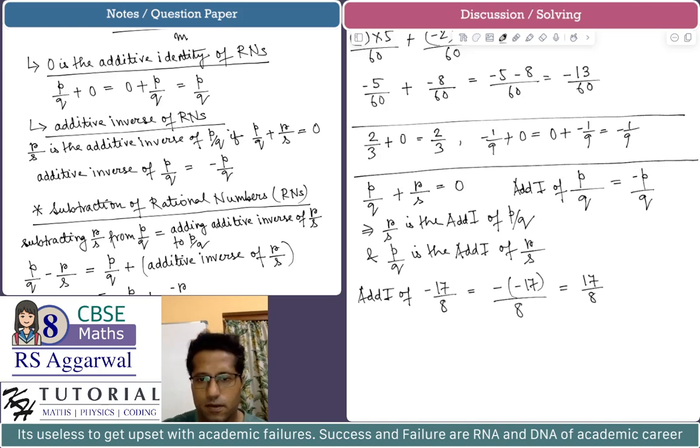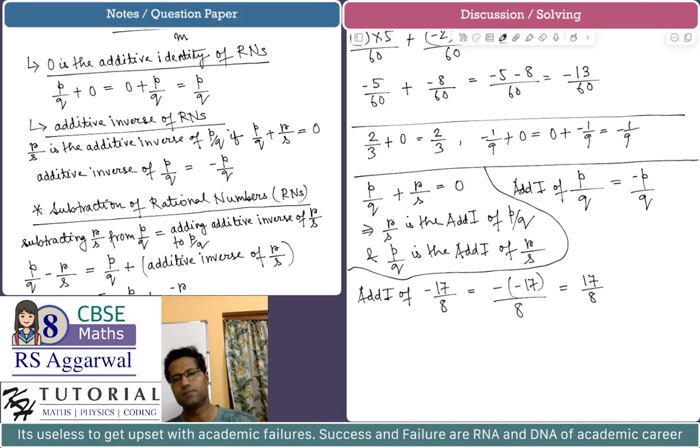So this is very important. This is an important concept, that if the addition of two rational numbers is equal to 0, you can say that the two rational numbers are additive inverse of each other.